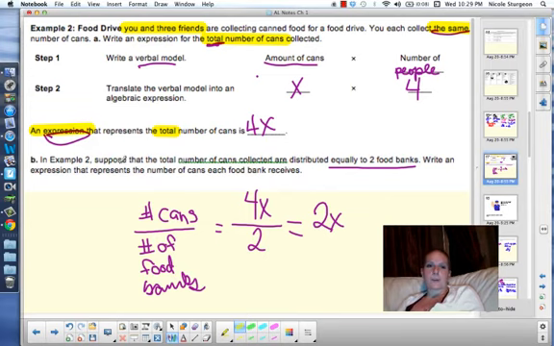In example 2, suppose that the total number of cans collected are distributed equally to 2 food banks. Write an expression that represents the number of cans each food bank receives. So if we used a verbal model, we would say the number of cans divided by the number of food banks. 4x divided by 2. 4 over 2 is a fraction. We know how to simplify, so 2x.